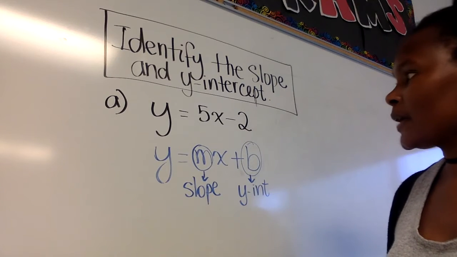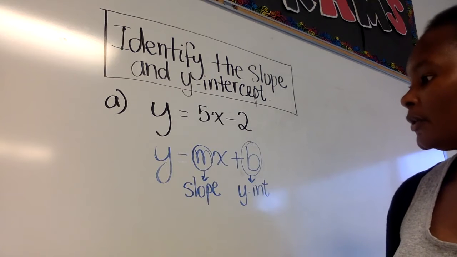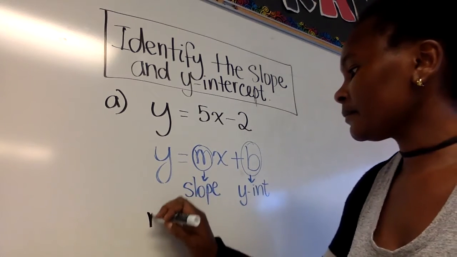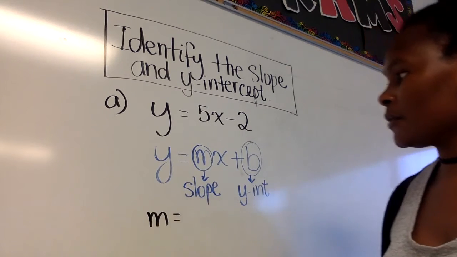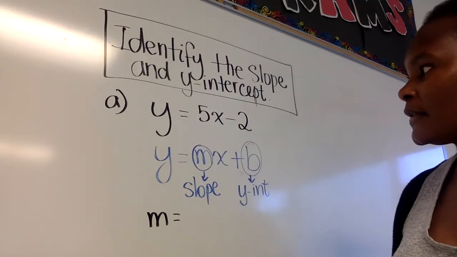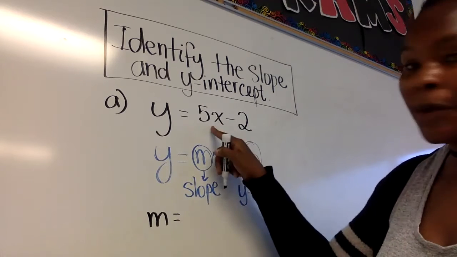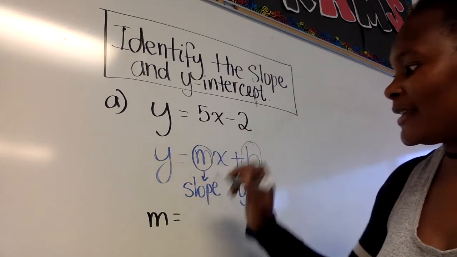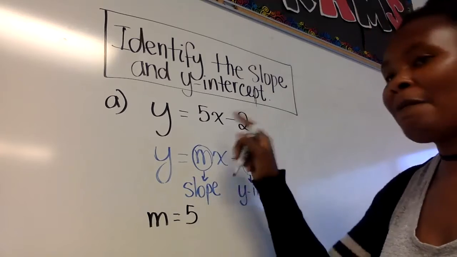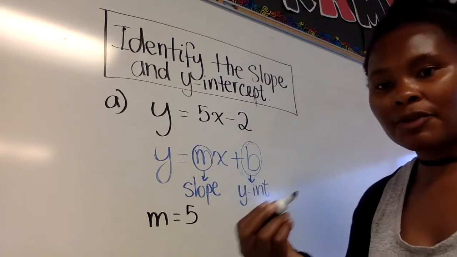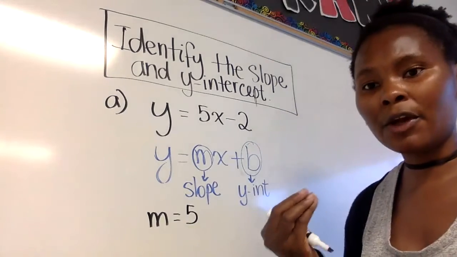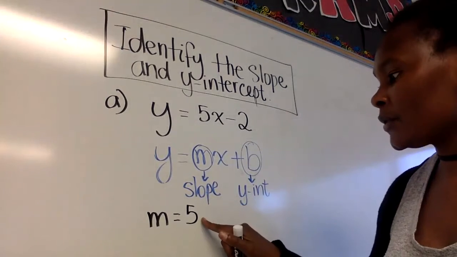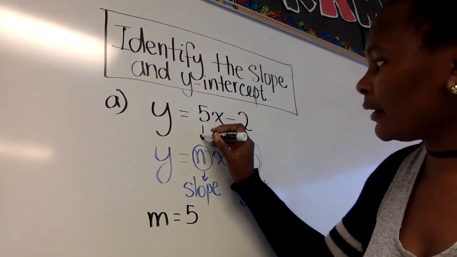If I ask you to find the slope, we see that m must be equal to the number in front of x, and what is the number in front of x? It's 5. Remember, it's not 5x. Slope is a rate of change. It's a number, so you cannot include the variable x. So it's always a number, so it's 5.